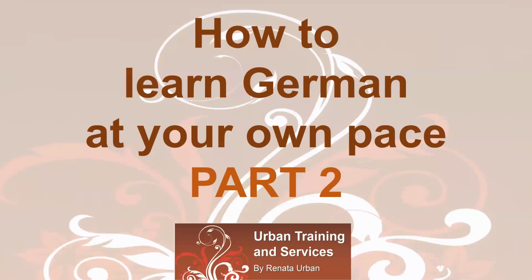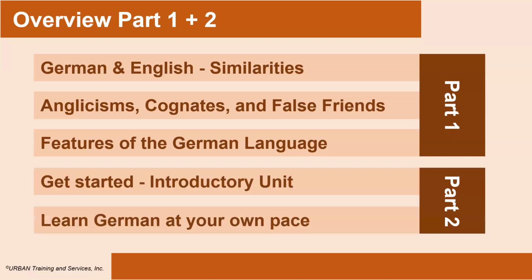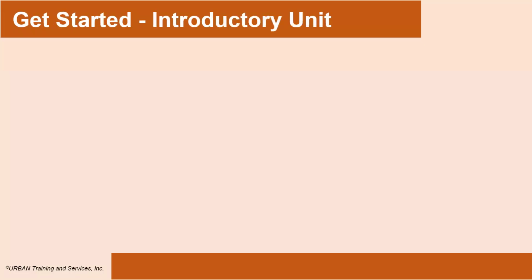So this is part 2. If you remember, in part 1, we looked at German and English, the similarities of the two languages. You learned about anglicisms, cognates, and false friends, and I introduced you to some features of the German language. Some of these things are part of my introductory unit to German that I'm going to tell you more about in this video, and also some tips and tricks on how to learn German at your own pace. Now, let's get started with the introductory unit.